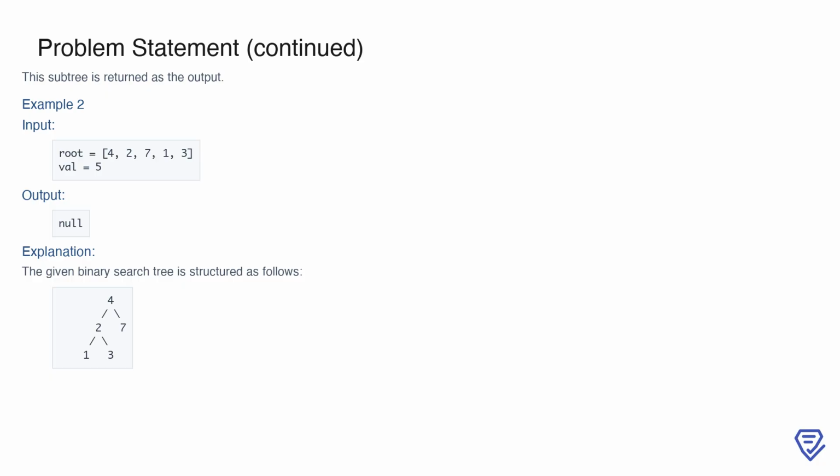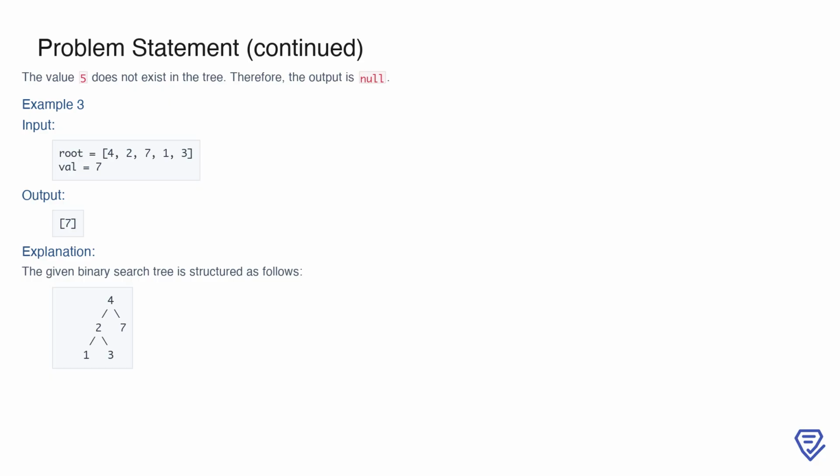In a third example, the input BST is again 4, 2, 7, 1, 3, but the target value val is now 7. The structure of the tree is the same as before. Here, the node with the value 7 is found as the right child of the root node 4. Since this node does not have any children, the subtree rooted at this node consists only of the node 7 itself. Therefore, the output for this example is 7, representing the subtree that is rooted at the node with value 7.